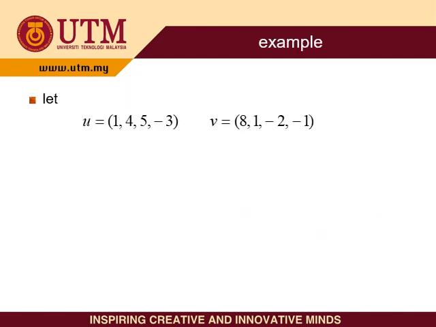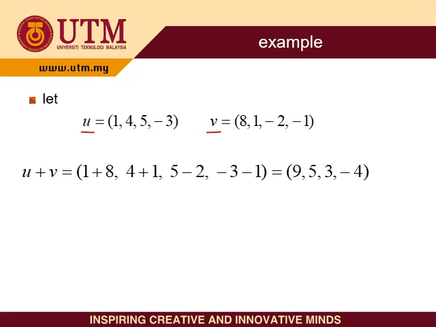Here we have a few examples of what we have learned today. So we try to see one by one. So let's say the vector u is 1, 4, 5, negative 3, and vector v is 8, 1, negative 2, negative 1. So u plus v, as you know, is 1 plus 8, 4 plus 1, 5 plus negative 2, negative 3 plus negative 1. Okay, this is how we should have done it, according to their places.